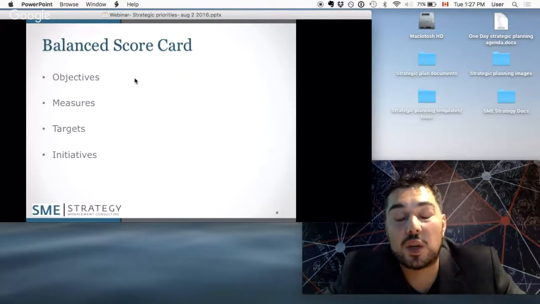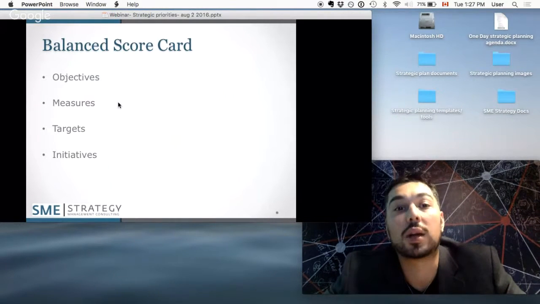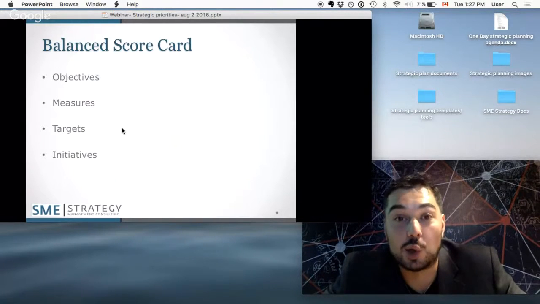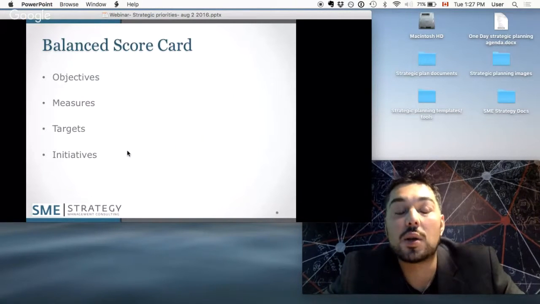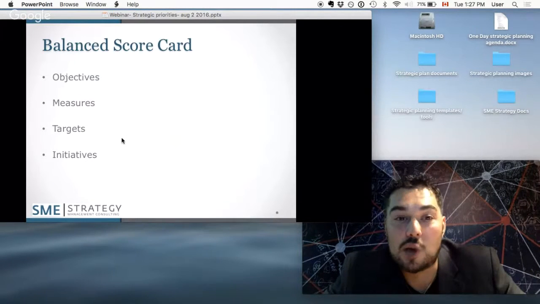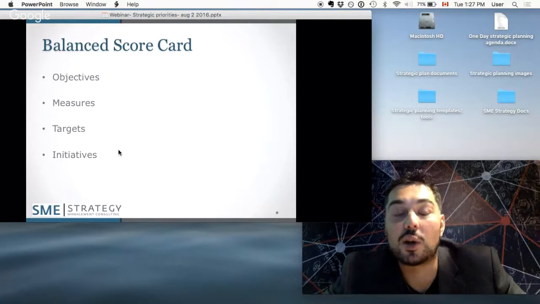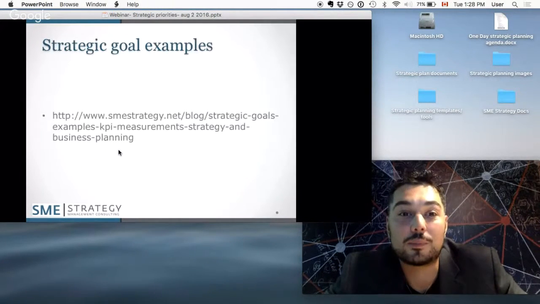So there are four parts to the balanced scorecard. There's the objective, which we talked about, your strategic priority. We have your measures, your KPI. How are you going to actually measure the success of your project, of your initiatives? We have the target: if success was a place, how would we know if we got there? And then the initiatives. What are the individual tasks that you're going to do to move the needle and meet your targets? So objectives, what you're working towards; the measure, the actual measurement, KPI; target is the end point; and the initiative is what you're going to do on a day-to-day basis to move the needle.